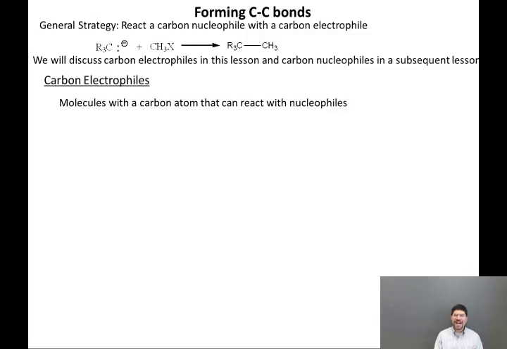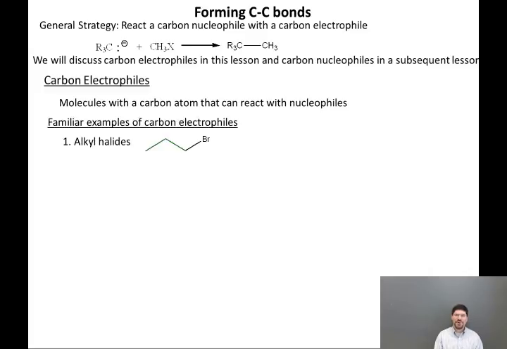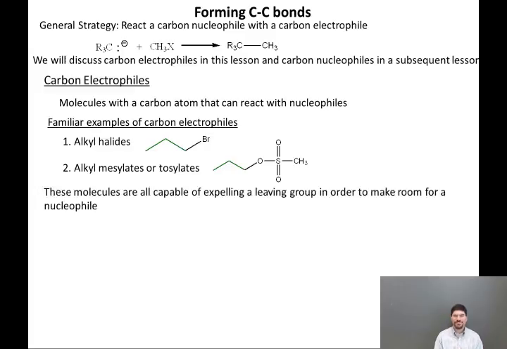So carbon electrophiles, by definition, are simply molecules with a carbon atom that can react with nucleophiles. In other words, a nucleophile can attack a particular carbon atom in a molecule. So we have some familiar examples from the work we've already done. We have alkyl halides and alkyl mesylates or tosylates. The bromine and the mesylate are the good leaving groups, and the carbon atom bound to the good leaving group can get attacked by a nucleophile, and it will in turn expel the leaving group.